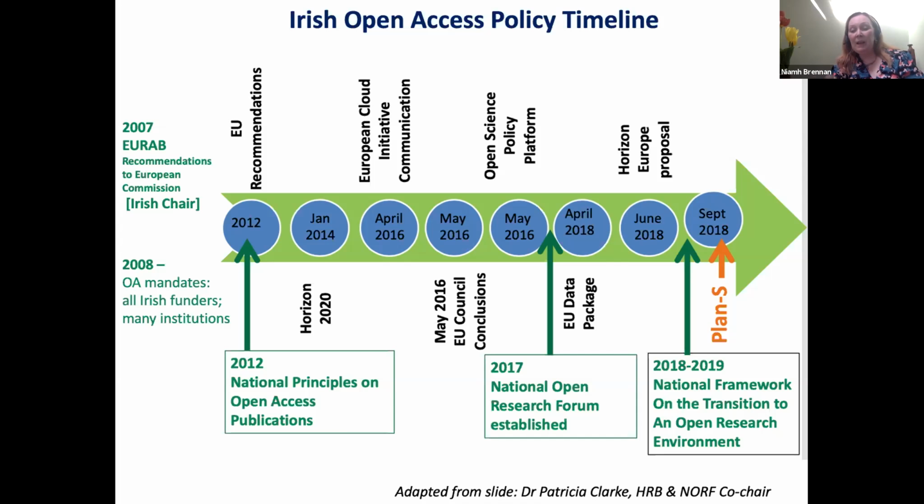So, this slide is from Dr. Patricia Clark, from the HRB. I've just adapted it slightly. The National Open Research Forum was established in 2017, and that brought together a whole lot of different groups of people to try and work on a more comprehensive policy that is going to take in research data as well as publications, rewards and incentives, skills and training, and all of the other areas that were required.